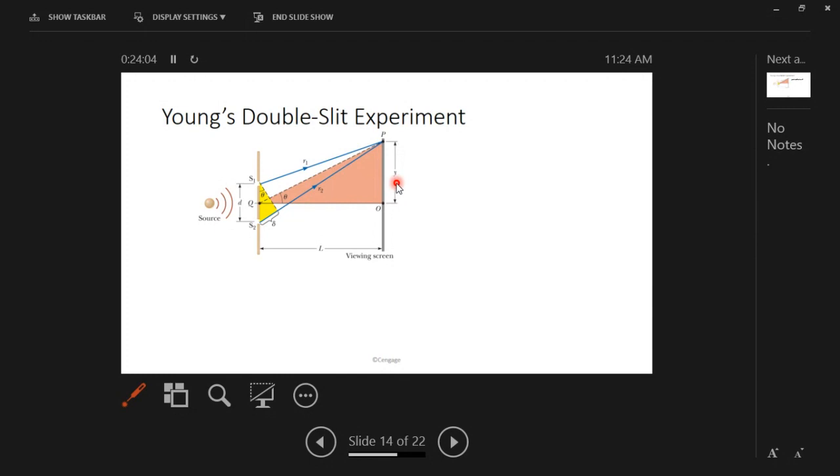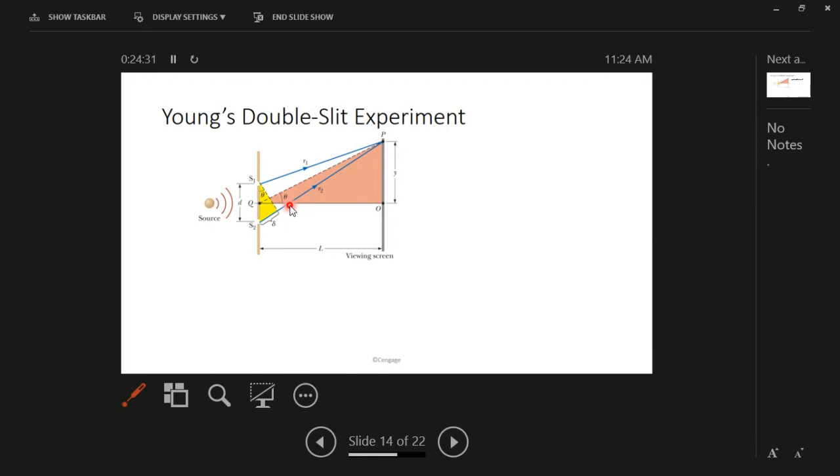So you can say y is equal to L tangent of theta. I use the fact that tangent of theta is the opposite side divided by the adjacent side. Now, again, if you use the fact that this L is very, very far, this angle theta is usually going to be a very small angle, less than 6 degrees.